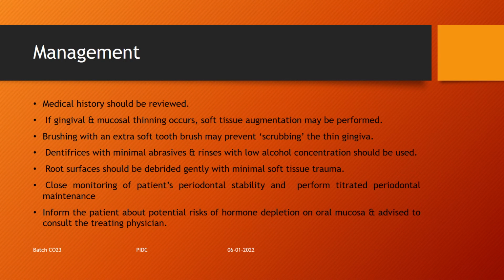For management, the medical history should be reviewed. If gingival and mucosal thinning occurs, they can go for soft tissue augmentation. Brushing with an extra soft toothbrush may prevent scrubbing of the atrophic gingiva, so it's better to use an extra soft brush compared to medium or hard. Dentifrices with minimal abrasives and rinses with low alcohol concentration should be used.